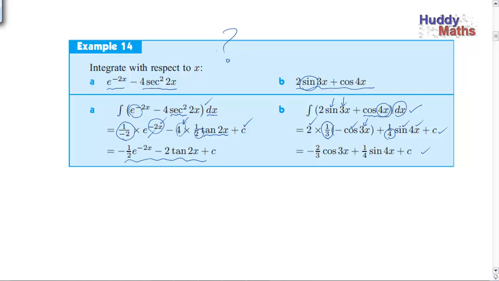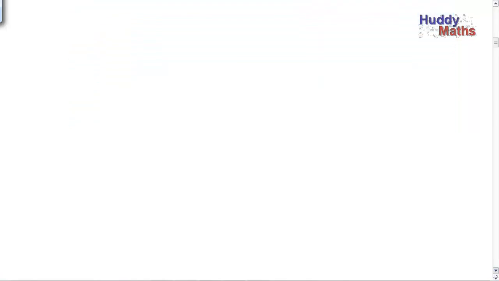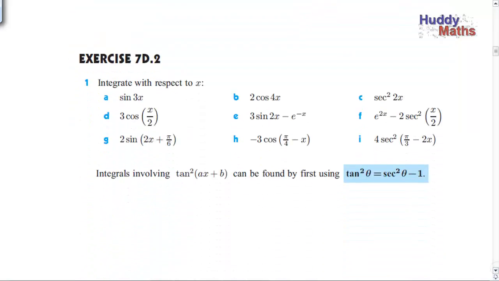Okay, what is the rule? That's the question. What produced this derivative? And we're going backwards. Fairly simple conceptually. We've got to be tricky with our rules though. So here we are, 7d2. Have a look at that.